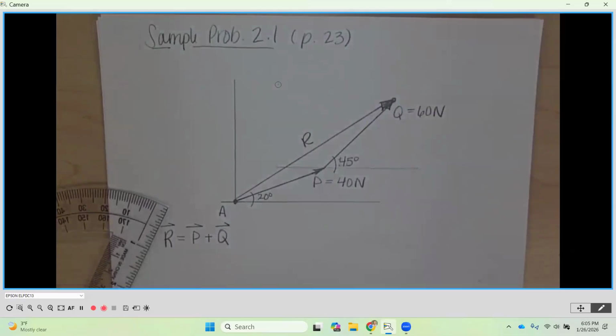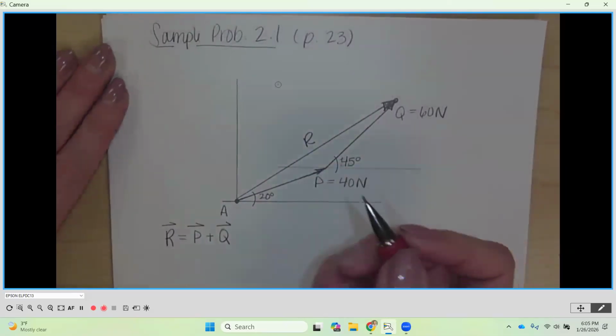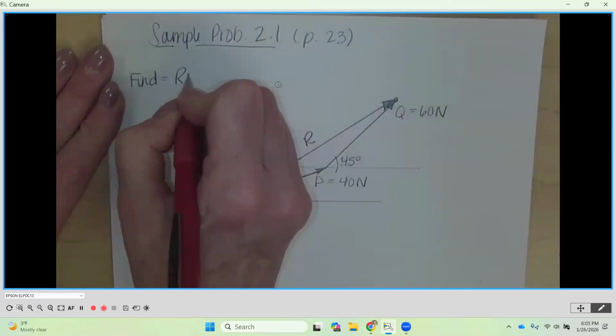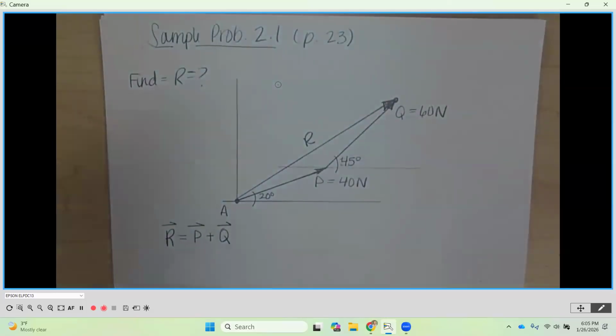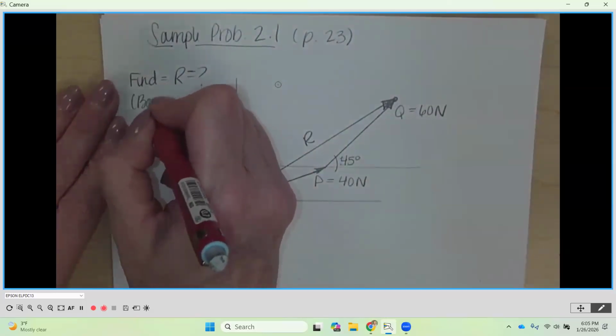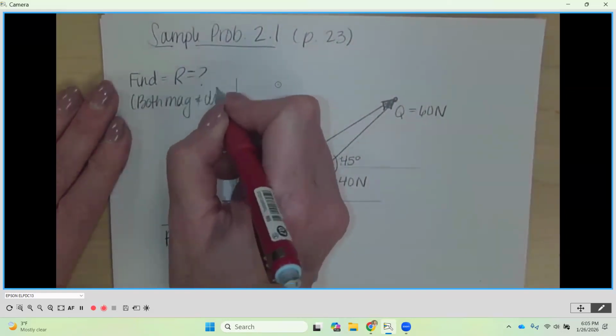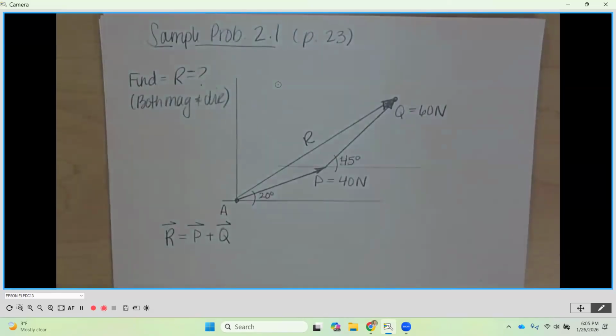This is review for everybody. Everybody's at least seen this and like, oh yeah, I kind of remember that. Okay. Good. All right. Now, this is kind of set up for us. So what they want us to find, okay, they just want us to find the resultant. So we want to find R, okay? And R needs both magnitude and direction, okay? Because it's a vector, all right? It needs both magnitude and direction.